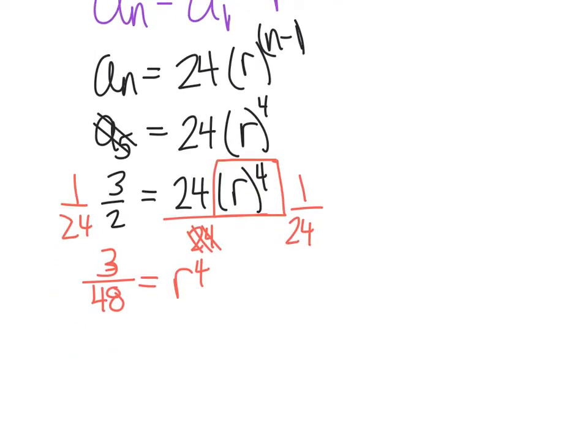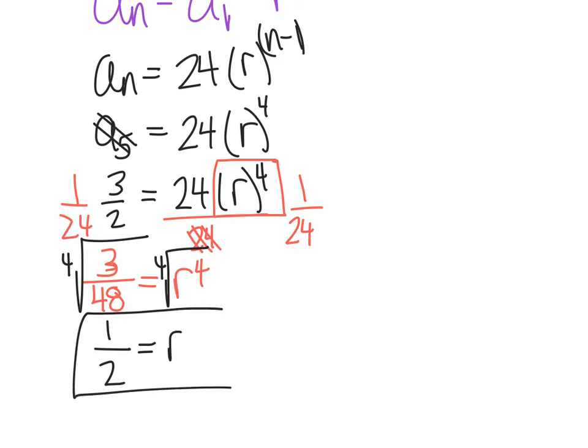Then I'm simply going to say to get rid of a 4th power, I'm going to take the 4th root. And now I am going to use my calculator. I'm going to hit the math button, and if I scroll down, there's an any root. I believe it's number 5 on my calculator. And I'm going to take the 4th root of 3 over 48. And I get 0.5 or 1/2. And that tells me the common ratio is 1/2.